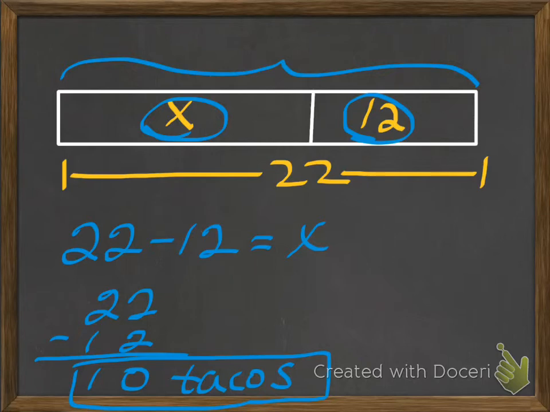So I know that 22 minus 12 is going to equal this unknown amount. So I subtracted 22 minus 12, and that gives me 10 tacos. So he needs to make 10 more tacos.